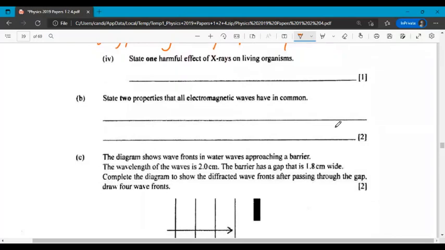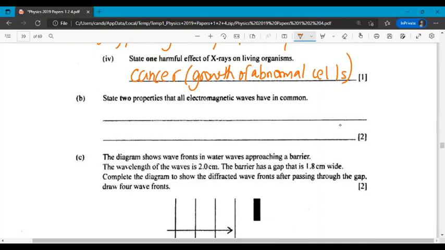State 1 harmful effect of X-rays on living organisms. Okay, so we just mentioned, ironically, even though they're sometimes used to treat cancer, they can also cause cancer, so growth of abnormal cells. That's one very real risk.